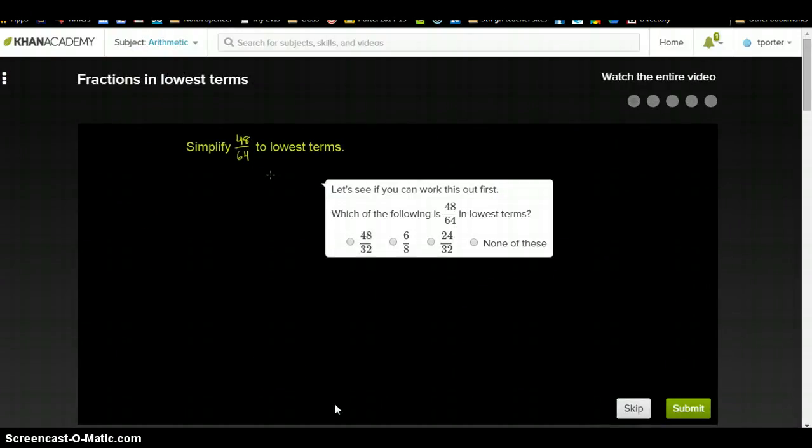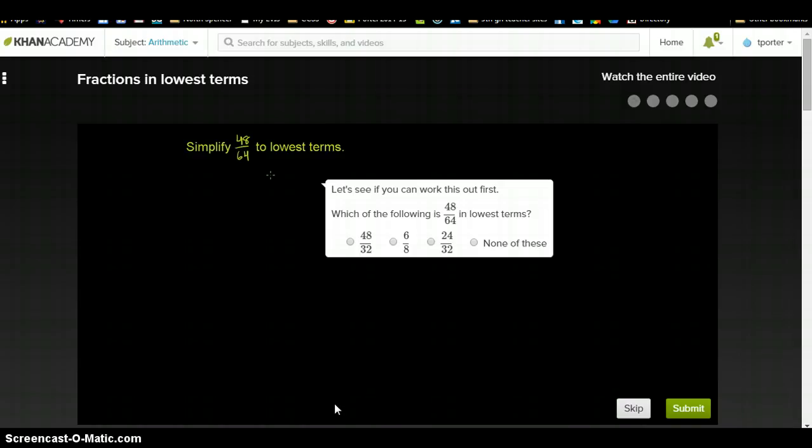Okay, look how this video starts it out. He starts us with a question. He says, let's see if you can work this out first. Which of the following is 48/64 in lowest terms? So at the top of your page, I want you just to make your guess.